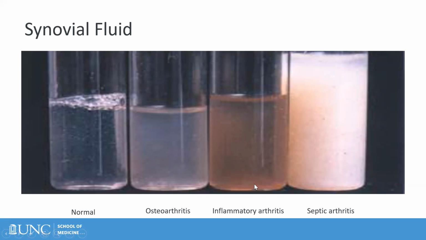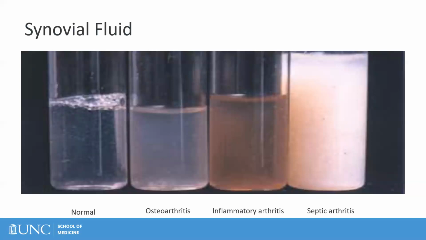Inflammatory arthritis, you should not be able to read through. And then septic arthritis really looks like pus in a tube. So this is purulent synovial fluid. Septic arthritis can look like this. And in some cases, and many cases, patients with crystal-induced arthritis may have a synovial fluid that looks just like this.